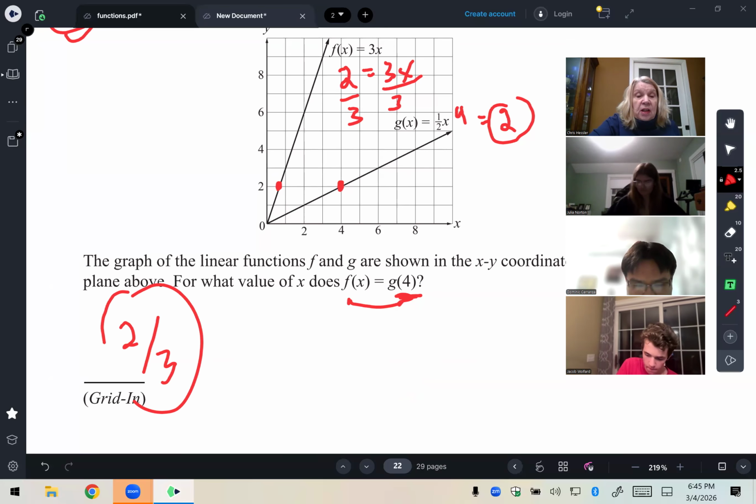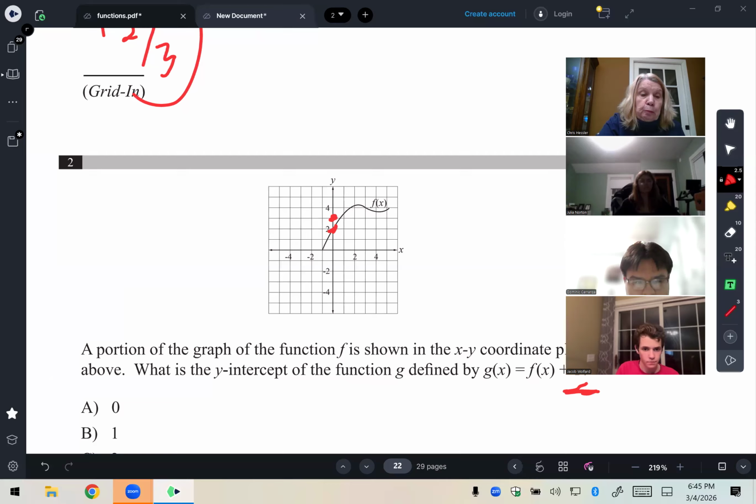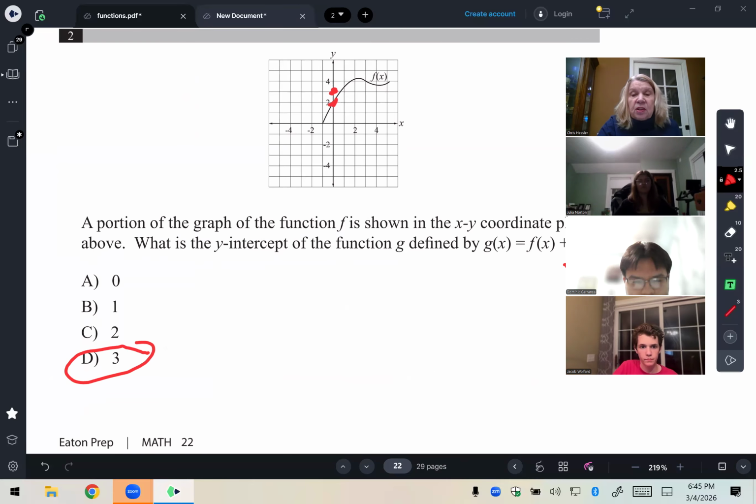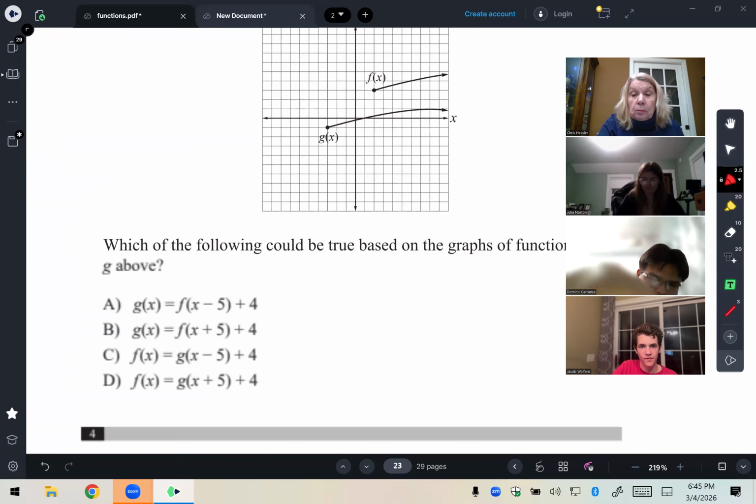Okay, this one's easy. A portion of the graph of the function f is shown in the xy coordinate plane. What's the y-intercept? So the y-intercept here is 2. If I move it 1 up, the y-intercept will just be 3. So we'd like to give you some easy ones along the way. Good. 22 pages already. Woo! So break is fast approaching.